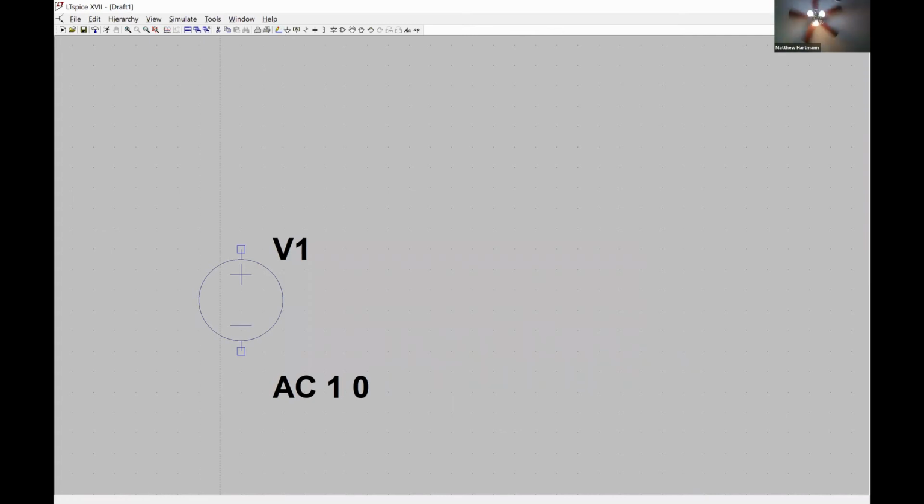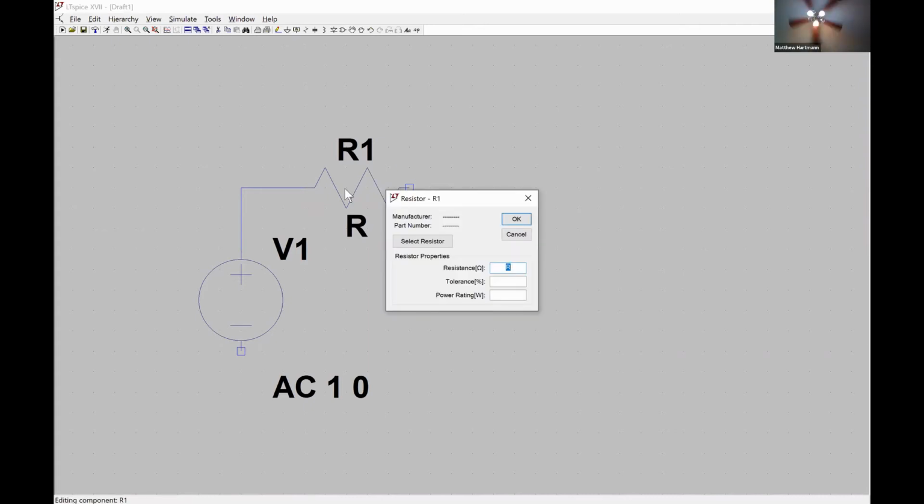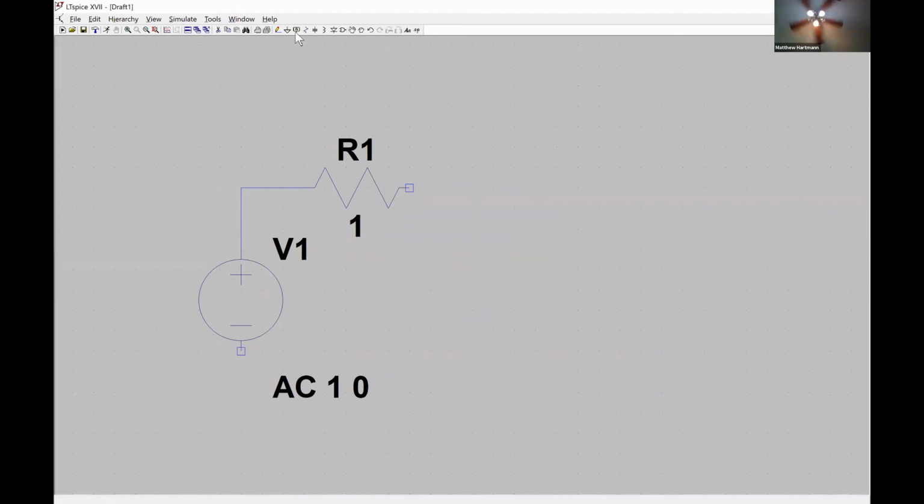We're going to wire up next a resistor. And I'm just going to arbitrarily give this guy a value of 1 ohm. And then lastly, we're going to wire up a capacitor, which I'll sneak in there in a second.